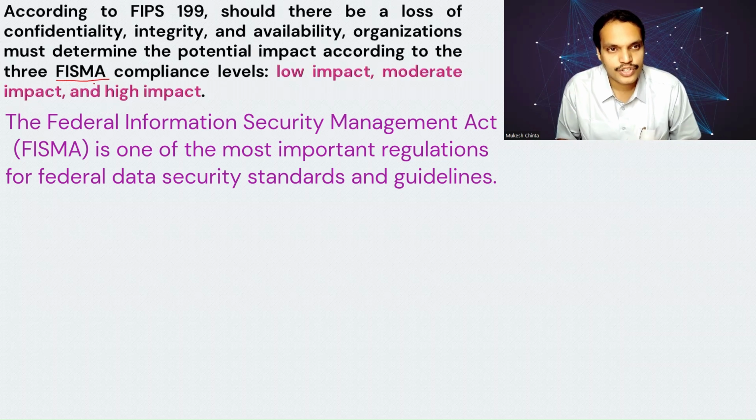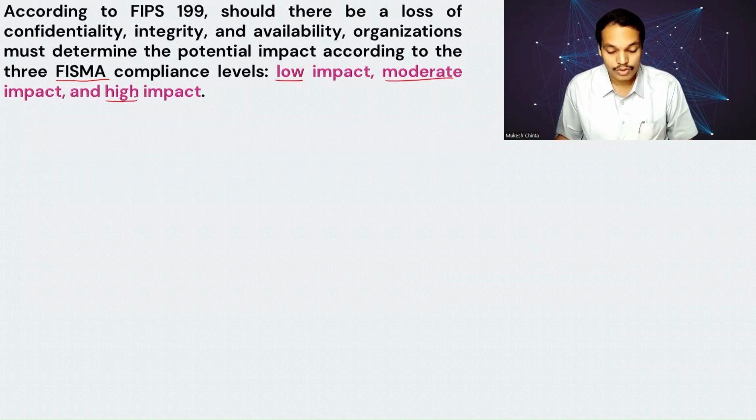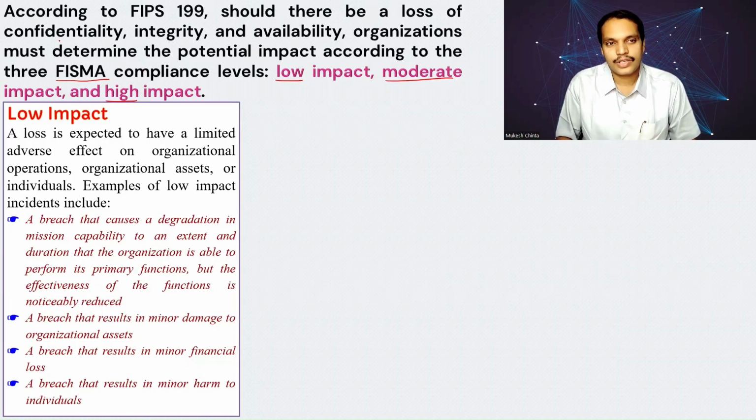Federal Information Security Management Act. It actually defines 3 compliance levels: low impact, moderate impact, and high impact. These are the three levels. Basically, it tells you what the parameters are to look for in a particular information system.